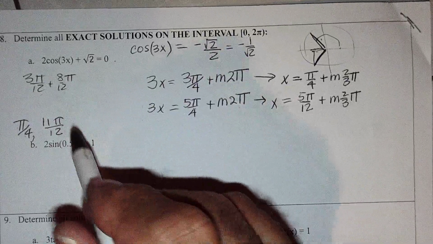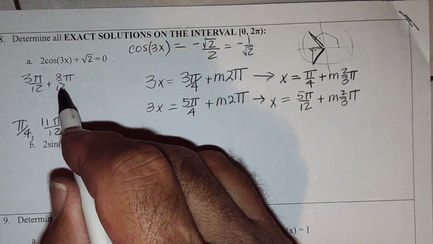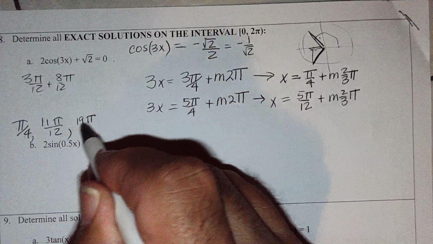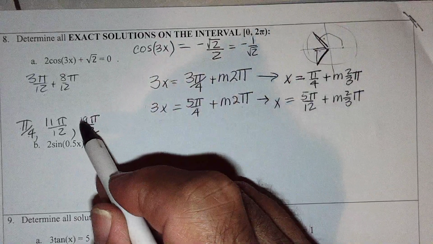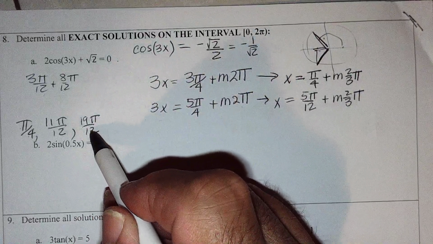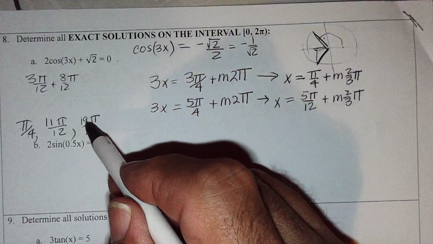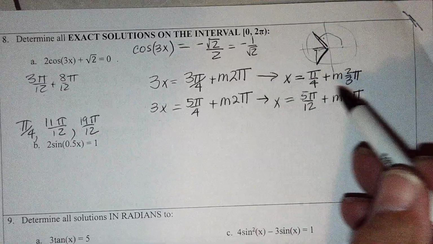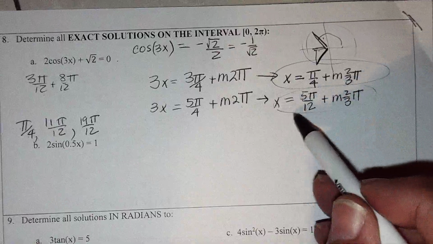Add another 8 to this, and I would get another 8/12 pi, and I get 19 pi over 12. That's still less than 2 pi. It'd have to be 24 over 12 to be 2 pi. But if I add another 8, I'm going to be at 27, so that's too big. So those answers come from this, and now I got to do this.